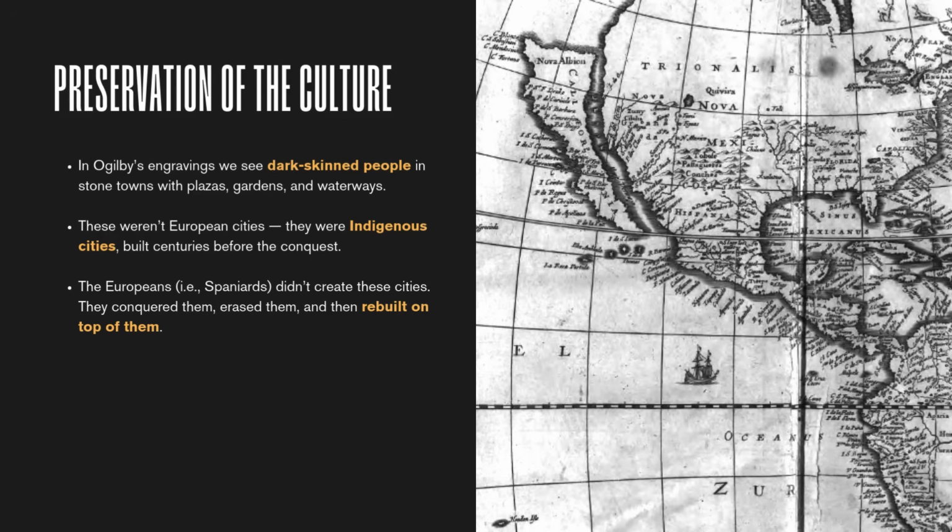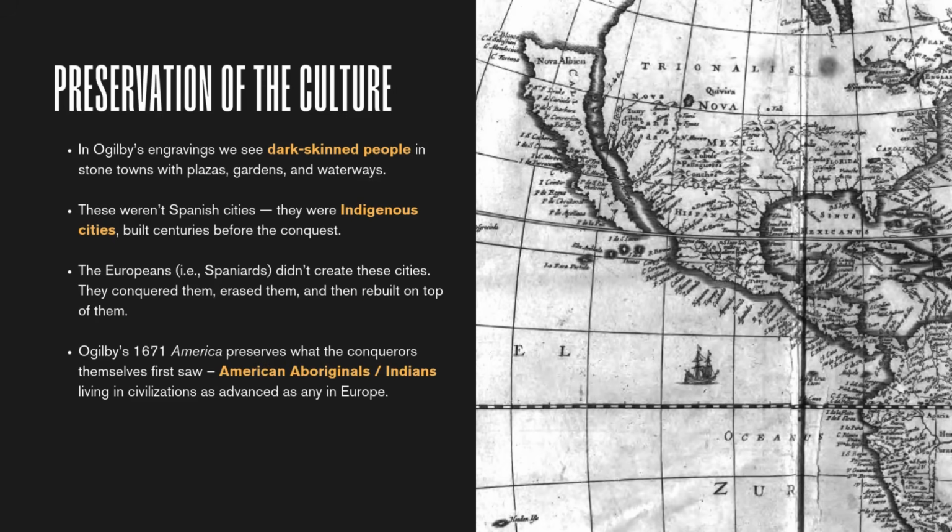But when you begin to study the cities, the architecture and the archaeology, you'll really be able to see what happened. Many of the buildings that we see, particularly the historical ones, have been repurposed. Again, Ogilby's 1671 America preserves what the conquerors themselves first saw: American Aboriginals, Indians living in civilizations as advanced as any in Europe.